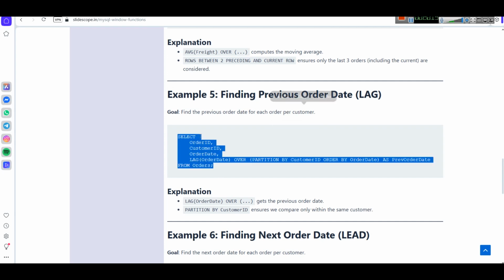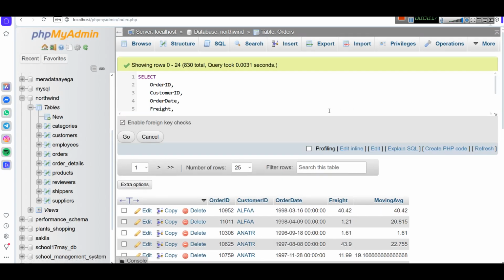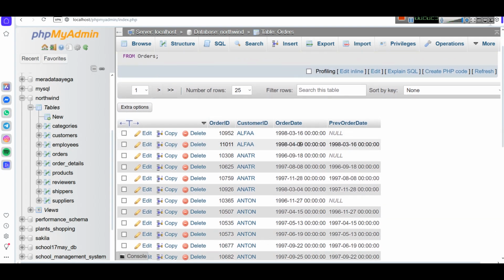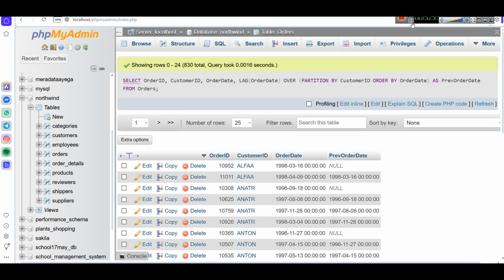So first I am writing and giving the answer and then we'll understand. Here you can see for Alpha, because Alpha made the first order on 16/3/98, there was no previous order date because this was the first order. But when Alpha made the second order on 9 April, the previous order date was 16 March. Are you able to understand this answer?